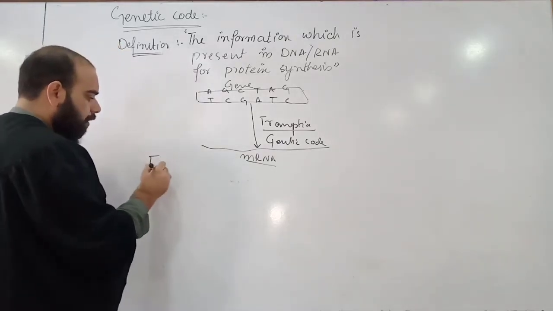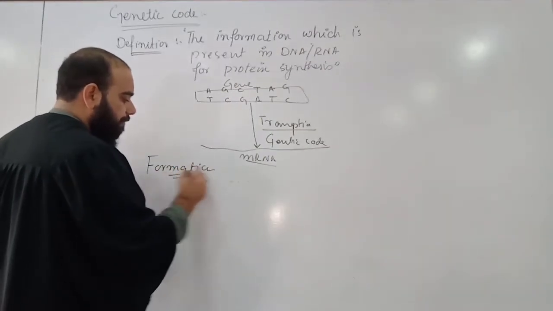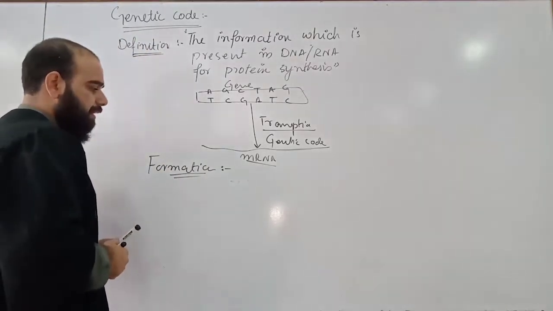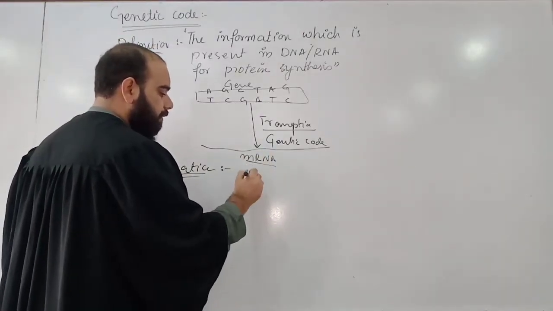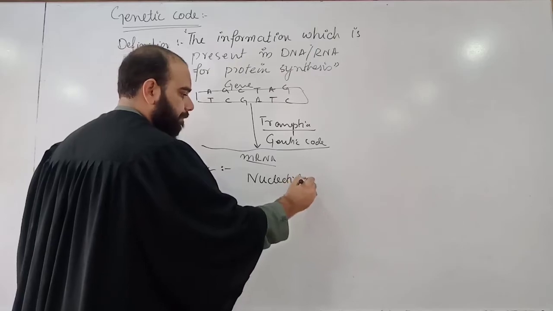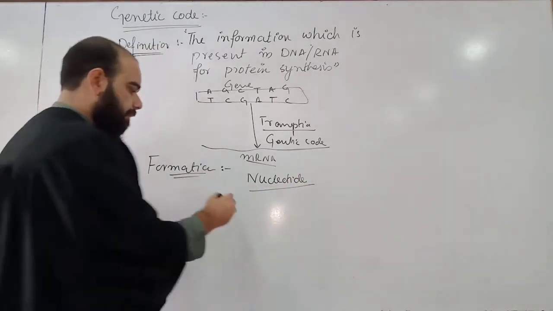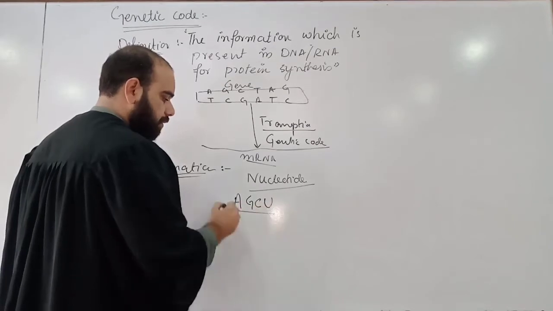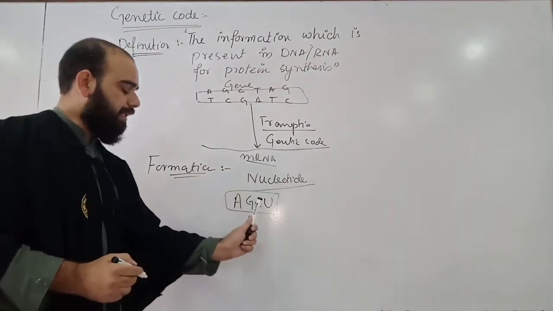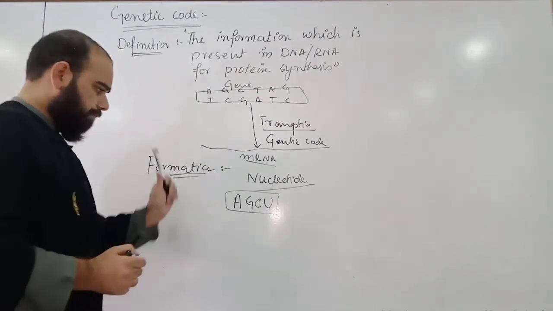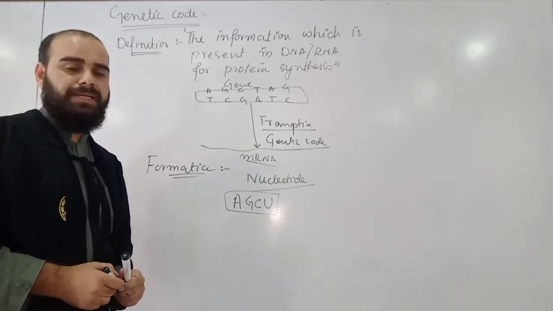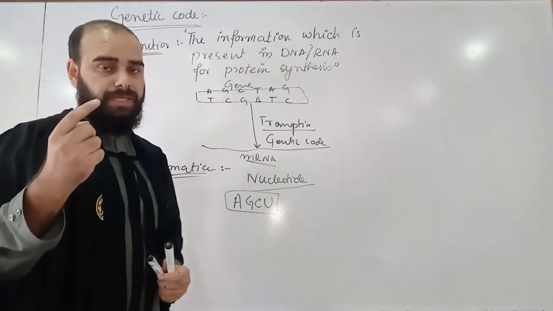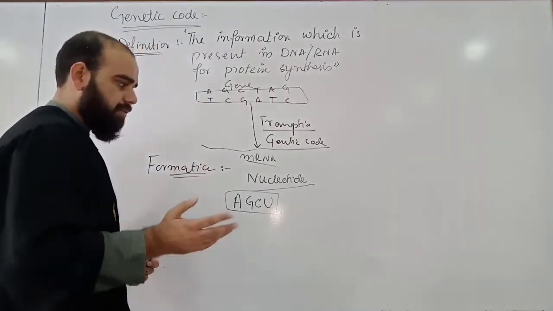Similarly, how does formation of genetic code take place? Genetic code formation consists of nucleotides. What type of nucleotides? In the case of messenger RNA: adenine, guanine, cytosine, uracil, because in messenger RNA thymine is replaced by uracil. So genetic code is composed of 4 nucleotides, but at a time one genetic code consists of 3 nucleotides.